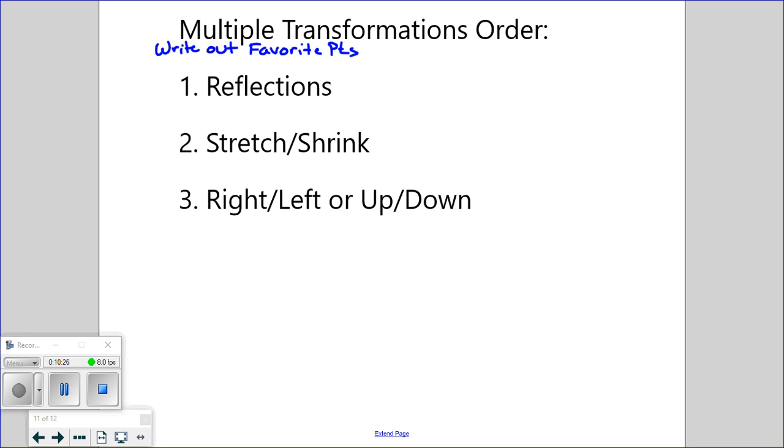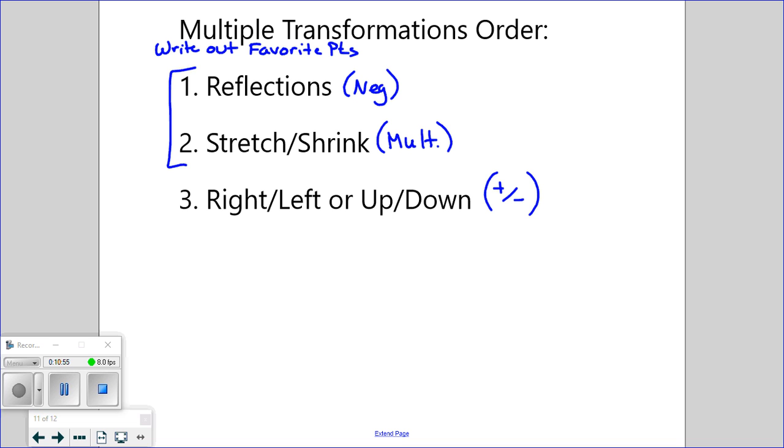Okay, and then after you've written out your favorite points, the first thing you're going to scan through that function for is, are there any reflections? Are there any negatives? And I'm not talking subtractions, I'm talking negatives, like multiplying by -1. After we've found and addressed any of those, we would look for any multiplication, inside or outside, and address those by multiplying the correct column in our table. And the last thing we would do is go to our graph and count right, left, up, or down, and that would be any additions.